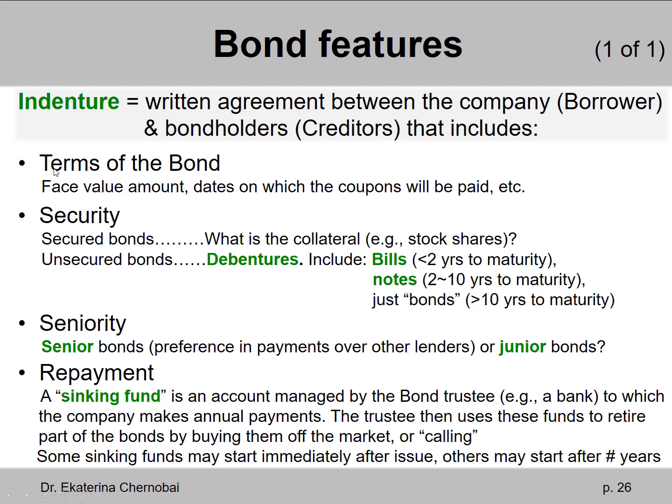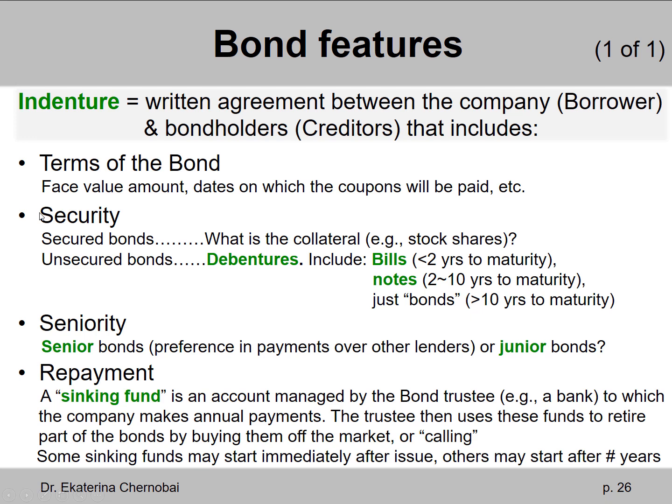The most basic ones are terms of the bond. For example, what is the face value amount? Usually it's $1,000, but it could be something else, for example, $100,000. There are bonds like that. Then how many years are left to maturity? When, on which dates the coupons will be paid to the bondholders? What is the coupon rate? And so on.